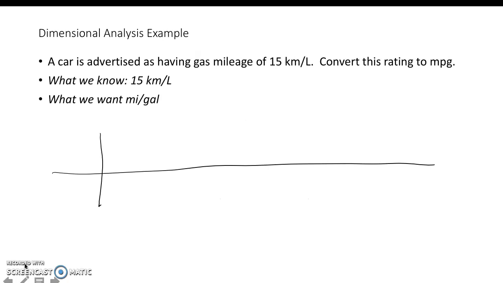Okay, so I have an example here where I worked it out, and so it looks a little bit like a kindergarten performance, because it's hard to use a pen and draw straight lines. So what we want to do is look at this car. It is advertised as having gas mileage of 15 kilometers per liter. So it's obviously not a US made car. And we want to convert this to miles per gallon so we know what we're talking about.